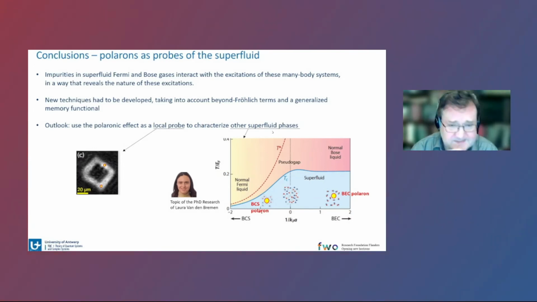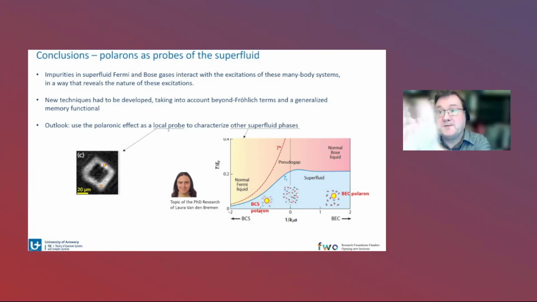So this is going to be a part of the work of a current PhD student, Laura van den Bremen, whose work it is to go from the BEC polaron on the right-hand side of this graph at the bottom, more towards the left to the BCS polaron. And then I also want to draw your attention that these impurities can be subjected to their own confinement potential. So they can be localized within any other shape that you are going to create for these superfluids.